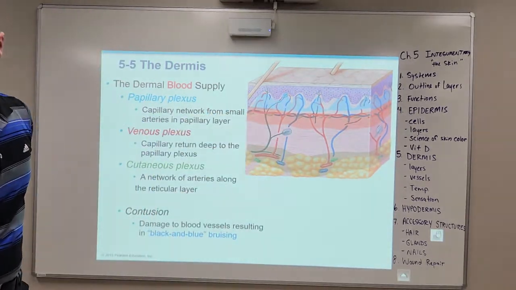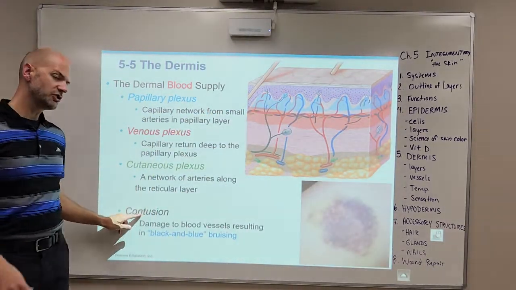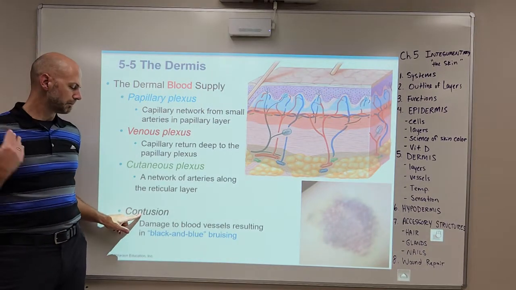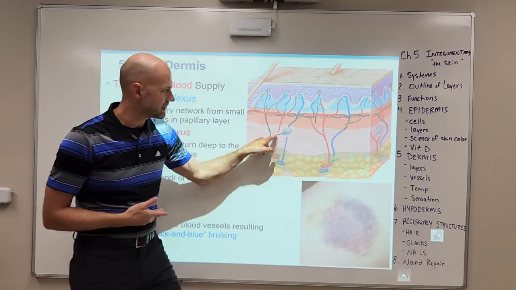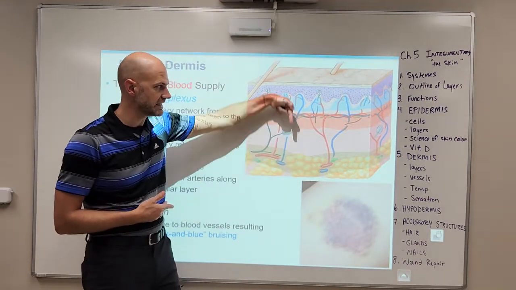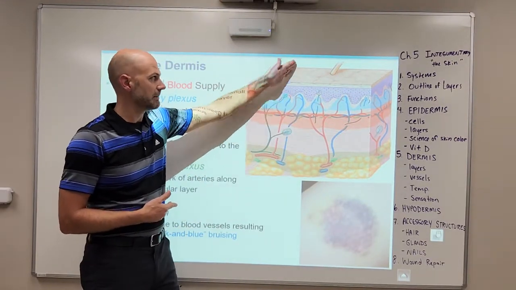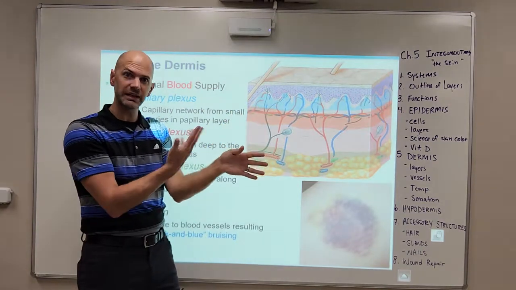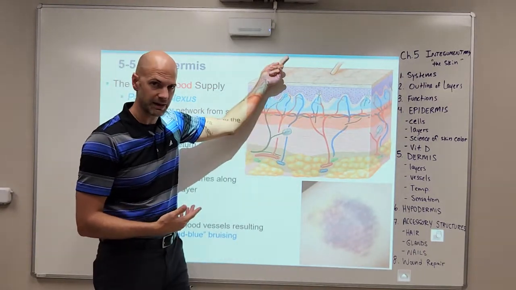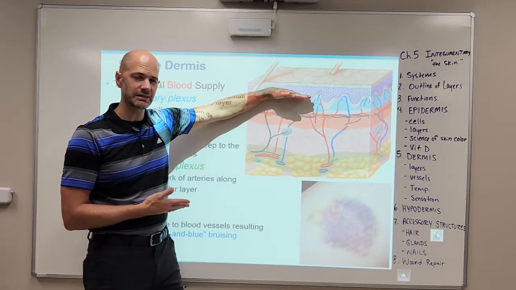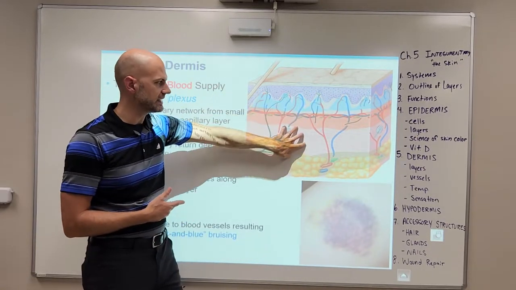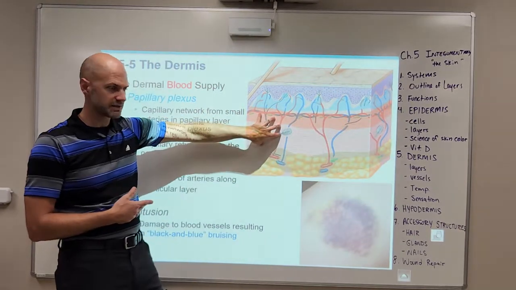A contusion. A contusion is another word for a bruise, okay? When you're black and blue, it's because you have damaged some of these vessels that are deep. Now, if you damage them and cut the skin, well, then you'll bleed because the blood can exit the body. But if you damage the tissue and there's no cut in the skin, well, then that blood kind of leaks out in the dermis, okay?